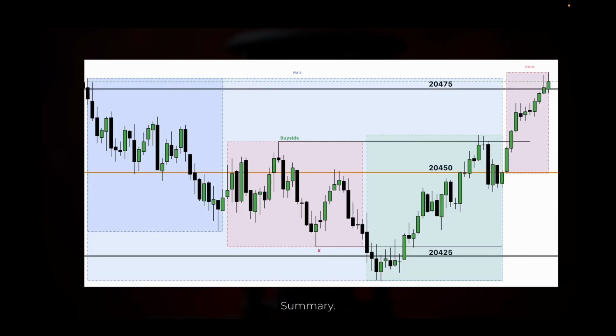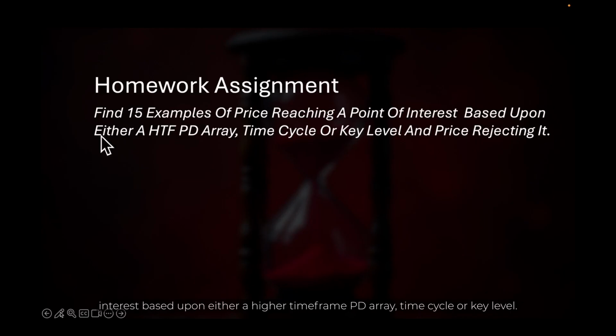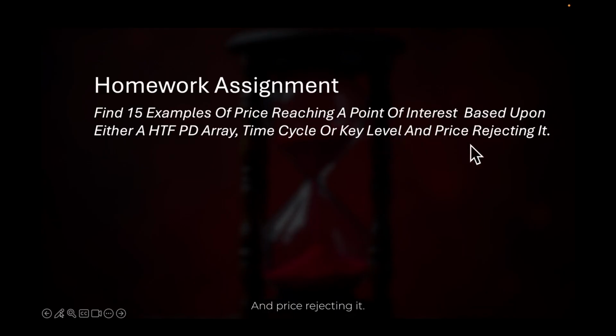Summary. What I want you to investigate is liquidity being engineered in advance of key levels. When you start paying attention to the higher time frame PD arrays as well, that are in close proximity to these levels, you'll begin to see repeating signatures there. And that's something which I'm going to give to you as a homework assignment as well. As a homework assignment, what I would like you to do is find 15 examples of price reaching a point of interest based upon either a higher time frame PD array, time cycle, or key level, and price rejecting it.